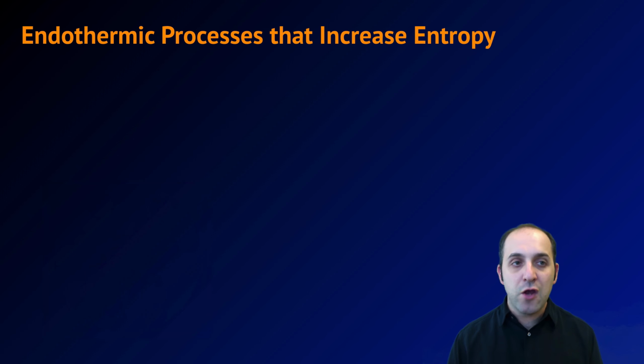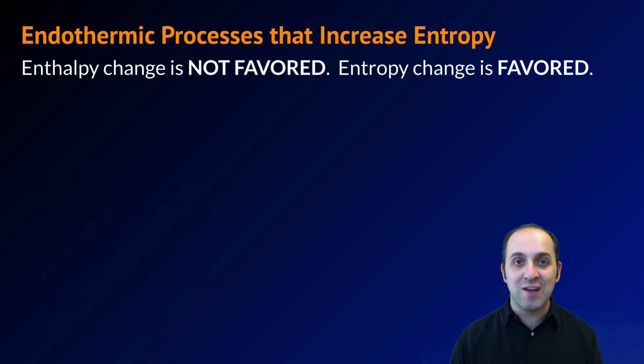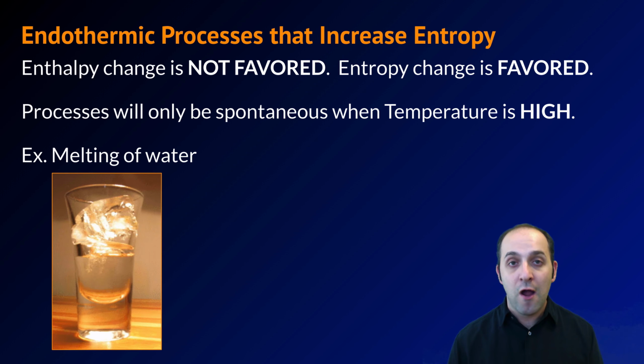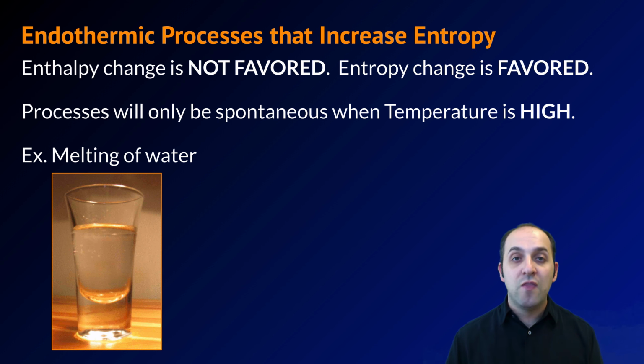Similarly, we can talk about endothermic processes that increase entropy. In this case, the enthalpy change is not favored, but the entropy change is favored. And these processes will only be spontaneous at high temperatures. The classic example of this is the opposite of what we just talked about, the melting of water. We had to put energy in to get that to happen, but the process does result in matter that is less ordered than it was to begin with. This only will occur spontaneously when the temperature is above 273 degrees Kelvin.